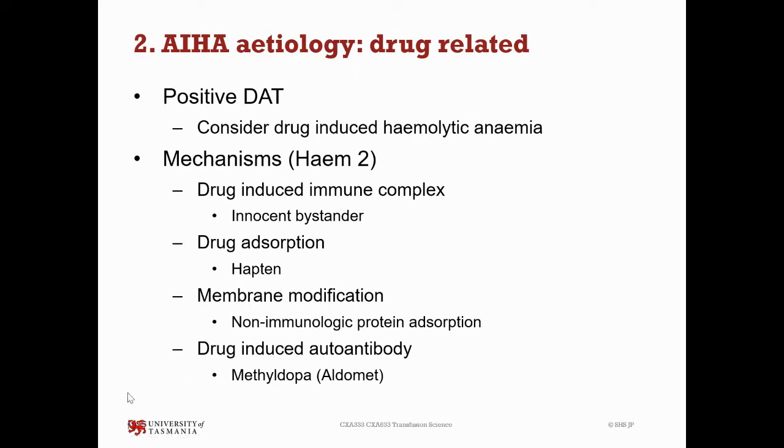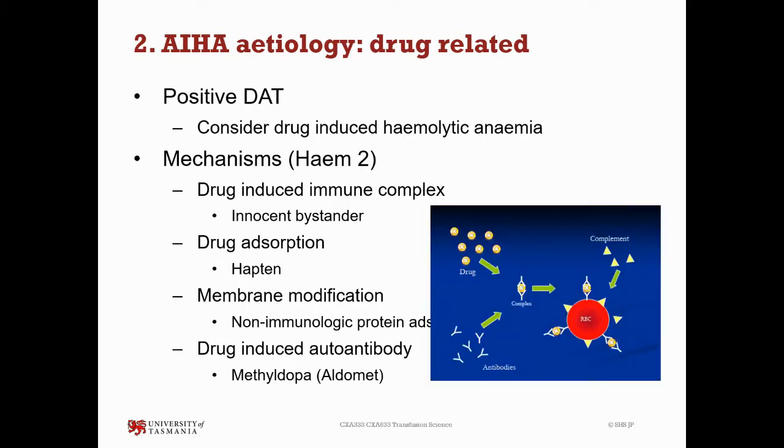So there are 4 mechanisms. First of all, we have the innocent bystander mechanism. This is where the immune complex is actually formed in the plasma and then is adsorbed onto the red cells. And because that immune complex is now adsorbed onto the red cells, complement is activated and the cells are destroyed. So that's what we call the innocent bystander complex, where that immune complex is adsorbed onto the red cells.